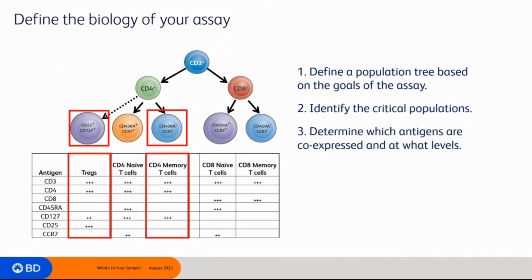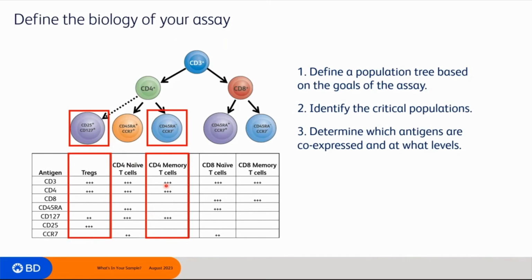And then you can decide which ones are your critical populations. It is then important to find out what antigens or markers are expressed in these populations and at what levels. It is also important to note which markers are co-expressed on the subsets of interest. In our example here, we are looking at subset 1 or Treg, and subset number 3 or CD4 memory T cells from the CD4 positive T cells.